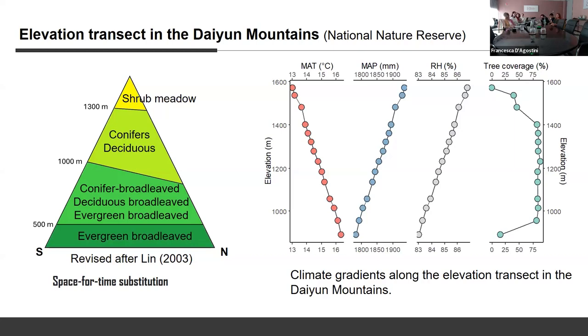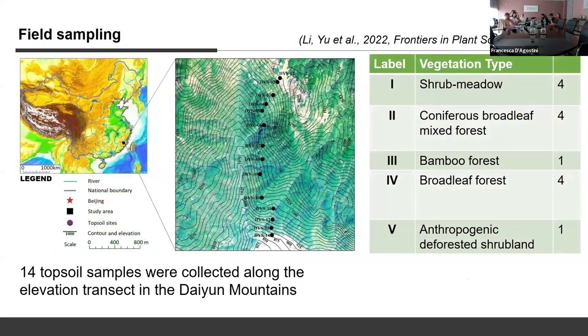On the right-hand side, I show the climate parameters: temperature, precipitation, relative humidity, and canopy coverage. So we can see that there are indeed gradients of climate change. Finally, we went there and collected 14 samples. We just climbed the mountains, like hiking, and collected and measured the survey there. So finally, we got 14 samples.